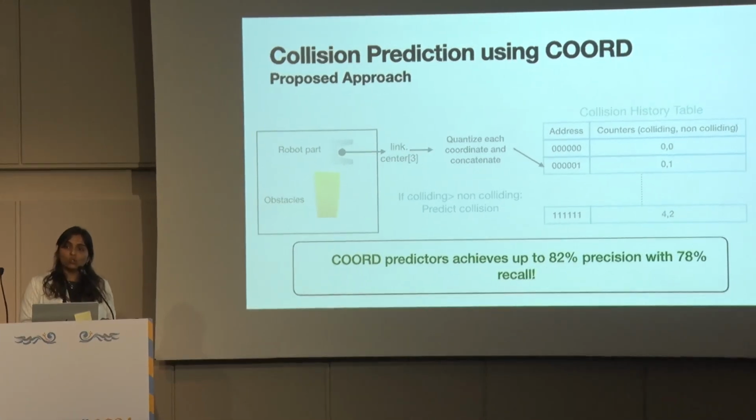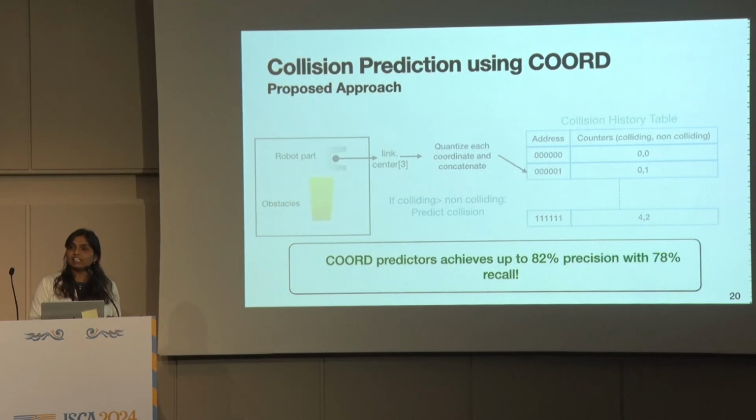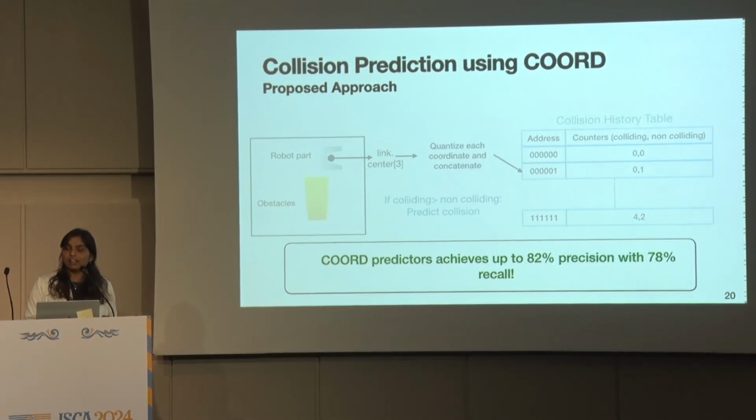We show that CORD's simple predictor can provide 82% precision with 78% recall for different kinds of environmental scenarios and motion planning algorithms. CORD is a prediction approach and it can be integrated with any sort of collision detection execution, such as CPU, GPU or ASIC based.